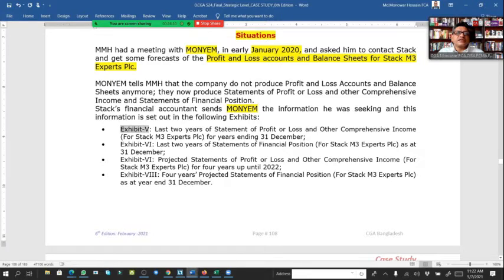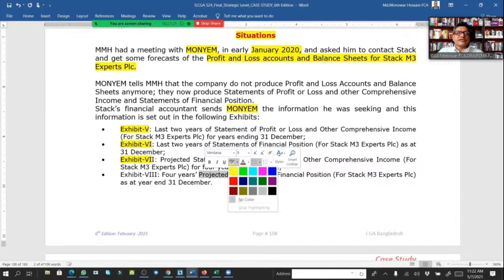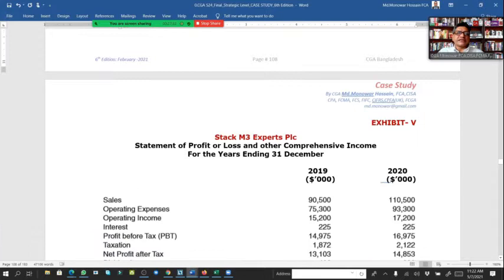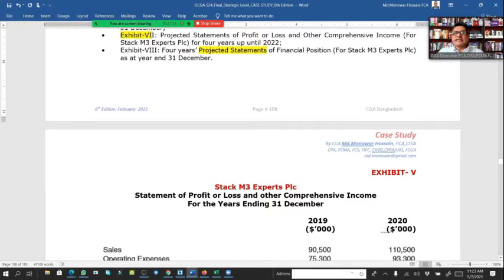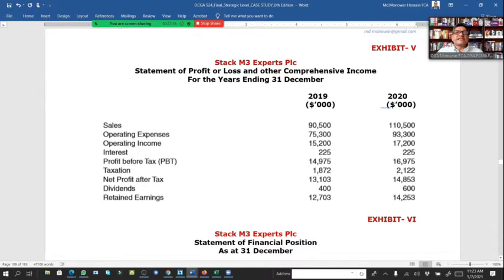Exhibit 5, we are saying, is the last 2 years' statement of profit and loss account and comprehensive income for the year ended 31st December, and the next exhibit says the last 2 years' statement of financial position. So exhibit 7 is the 4 years projected statement. That was the requirement of Mr. Munim, finance director. So now exhibit 5. Here is a statement of profit and loss and comprehensive income for Estate M3 Expert Limited. Here are the figures of 19 and 20.